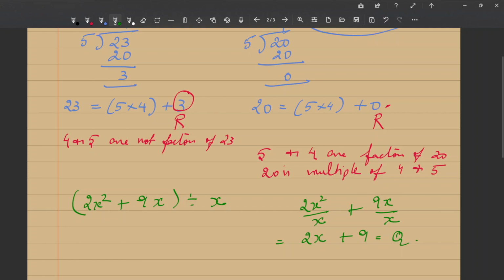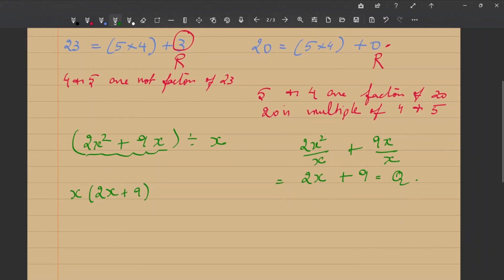Of course, there's a very easy way of doing this. Just looking at this, you know that x is common to both. So using the reverse of the distributive property, you can write it as x times 2x plus 9, the whole thing divided by x. The x is common in both numerator and denominator. You take it out and you get the same quotient, 2x plus 9, isn't it?